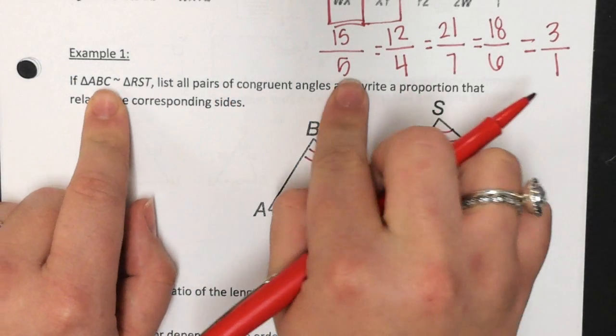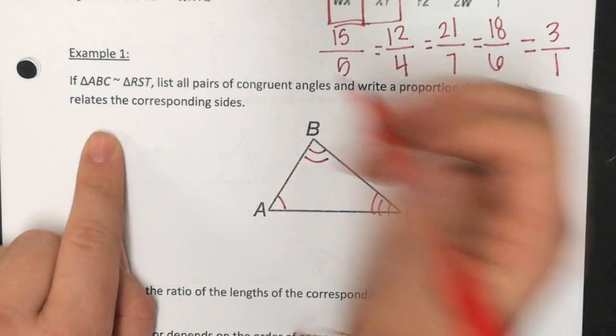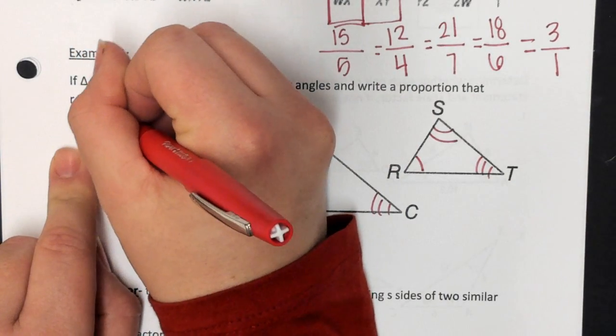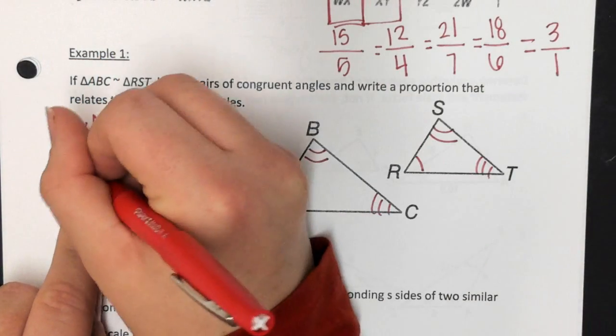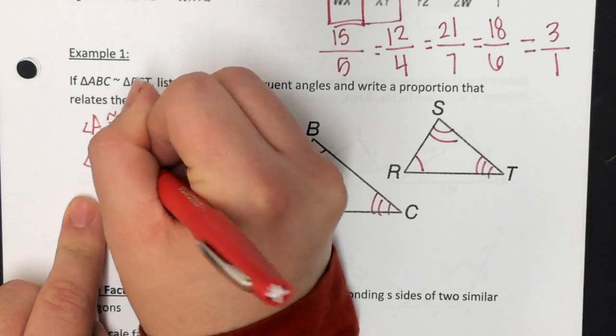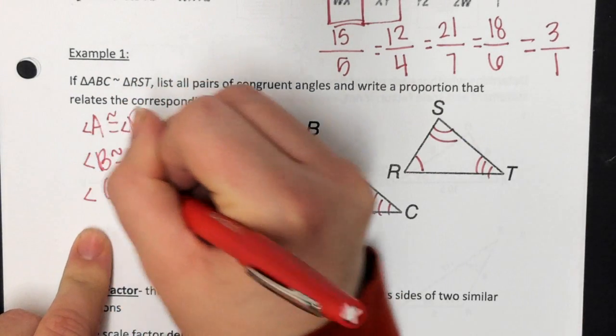List all pairs of congruent angles and write a proportion that relates to the sides. So, I want to know what angle A is congruent to. We just did this, R. Angle B is congruent to angle S. And angle C is congruent to angle T.